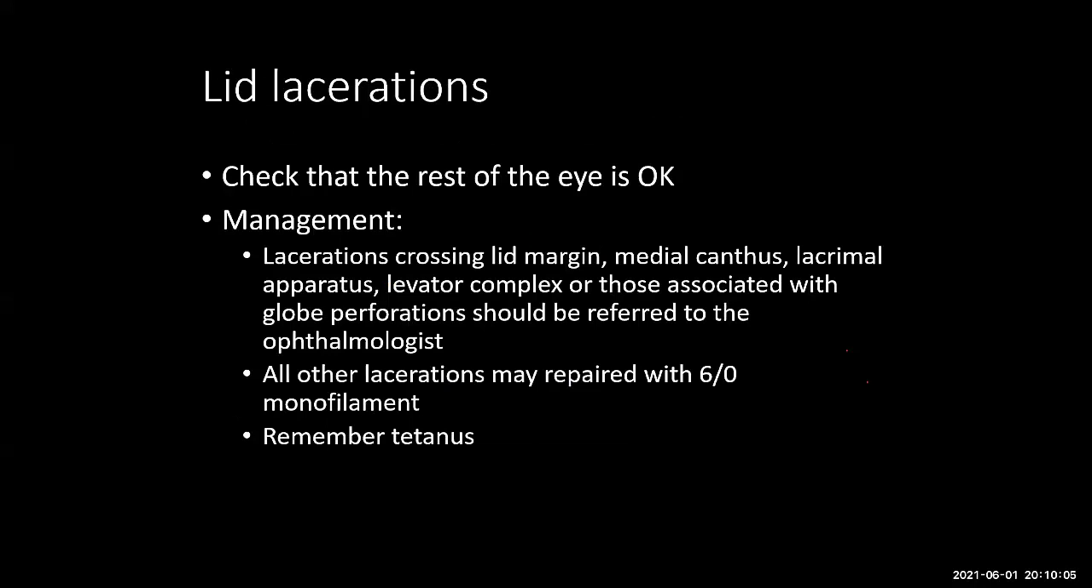Now, the first thing that somebody might get with a traumatic eye injury is a lid laceration. And it is so important that you check whether the rest of the globe, or the rest of the eye, is okay, because you may only see the superficial injury. As I told you earlier, injuries can occur in almost all the tissues. So please remember that there can be a serious eye injury underlying the lid laceration.